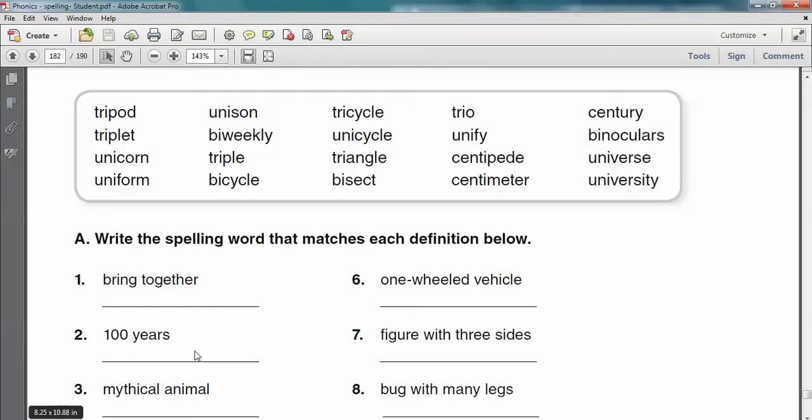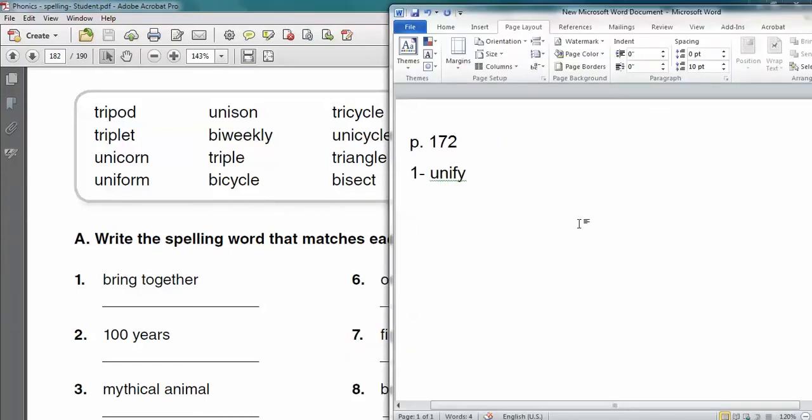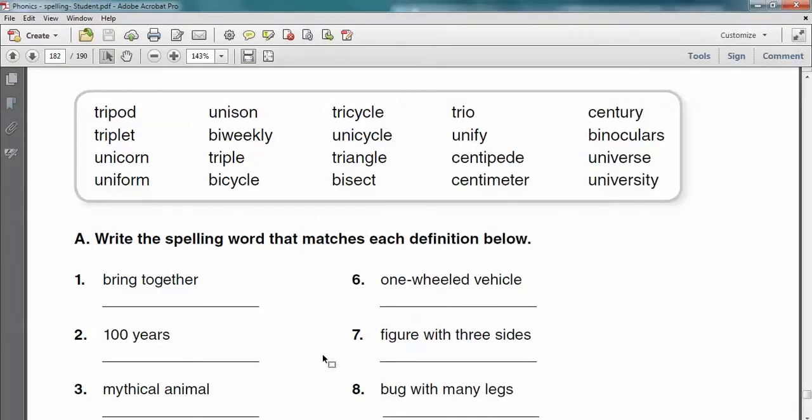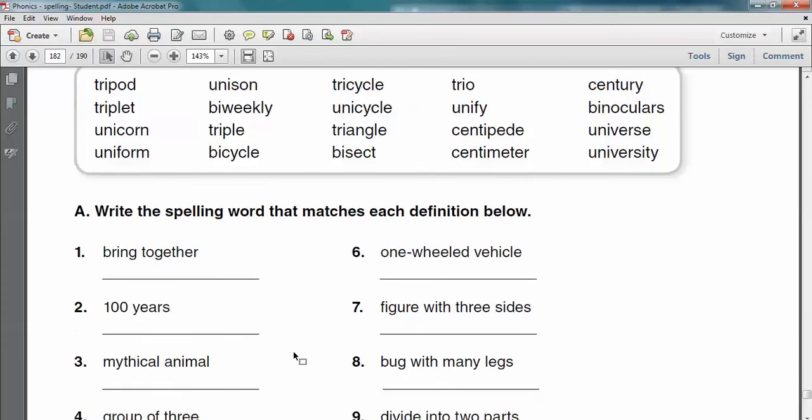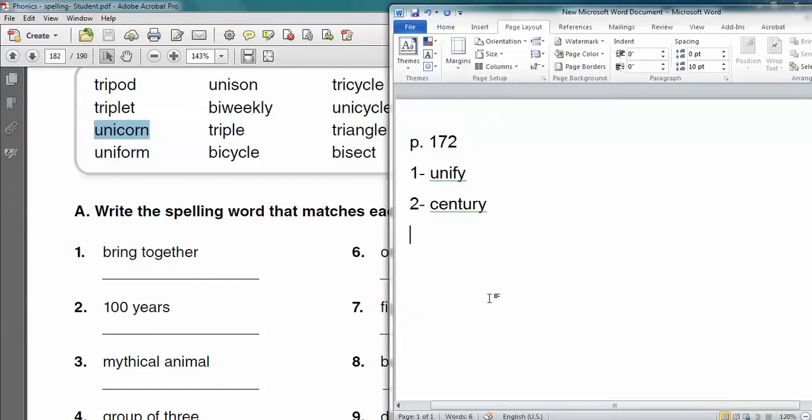After that, for number 2, we have 100 years. This one we just said. It is, yeah, century. Number 2 will be century. Then number 3, we have mythical animal related to myth. This one is the unicorn. Number 3 will be unicorn.